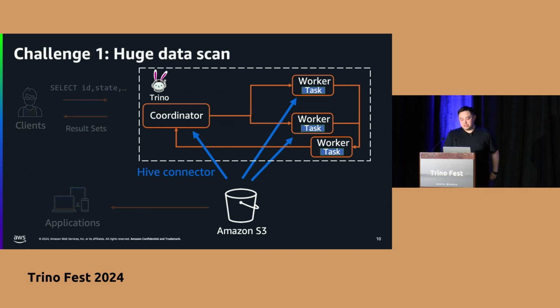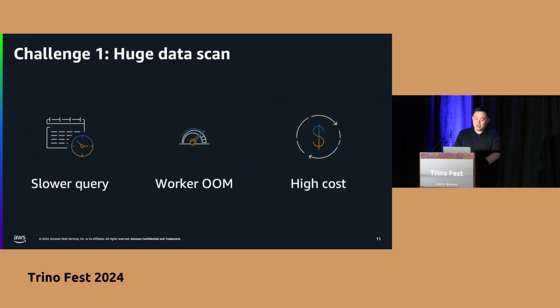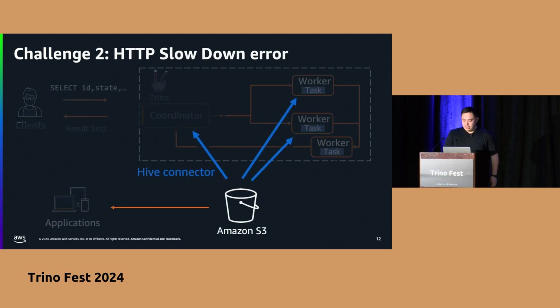The first common challenge is huge data scan. You may need to handle huge data because data is growing rapidly in the data lake. Scanning huge data leads to slower queries, out-of-memory errors, and high costs for S3 requests against your bucket and objects. So this is the first challenge. And the second challenge is HTTP slowdown error. This is an S3 error that occurs when the S3 request rate exceeds a threshold.